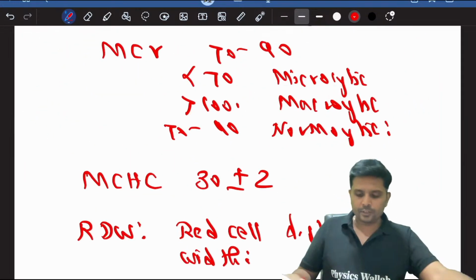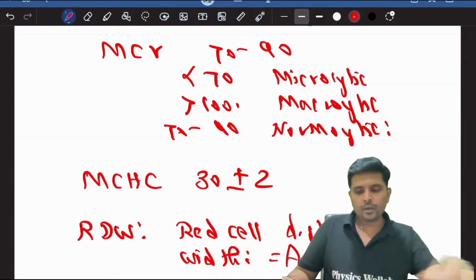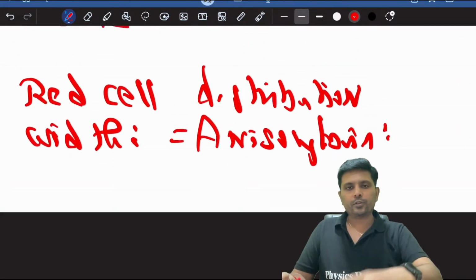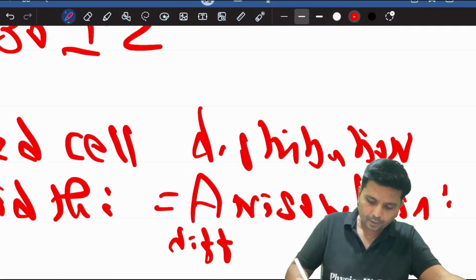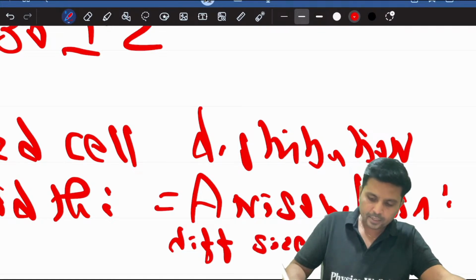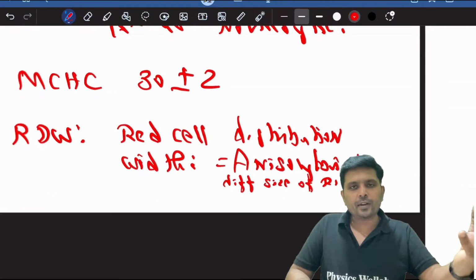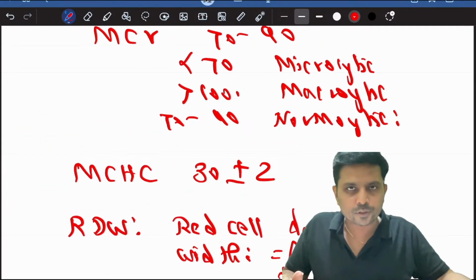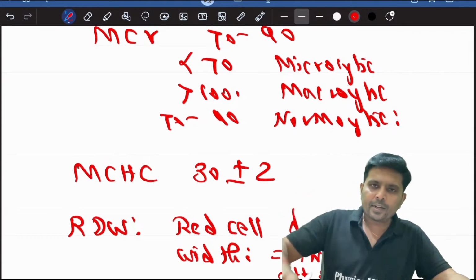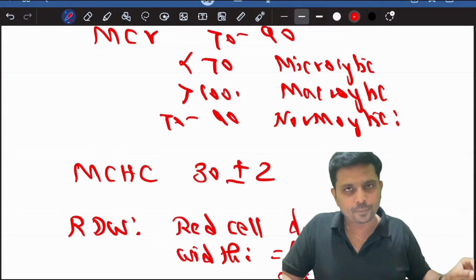RDW means red cell distribution width. It is nothing but anisocytosis. What is called anisocytosis? Anisocytosis means different sizes of RBC. In peripheral smear, you see different types of RBC. That is called anisocytosis. The same anisocytosis is nothing but red cell distribution width within automated hemogram.